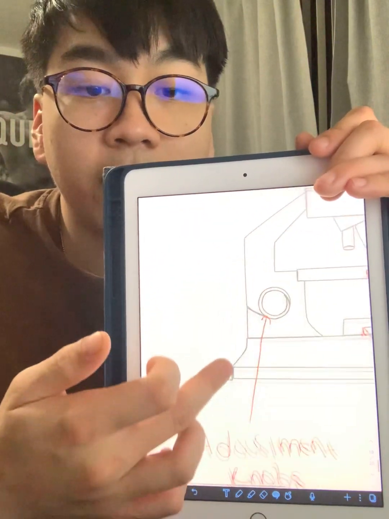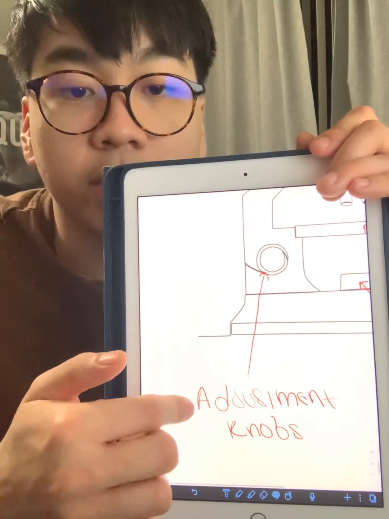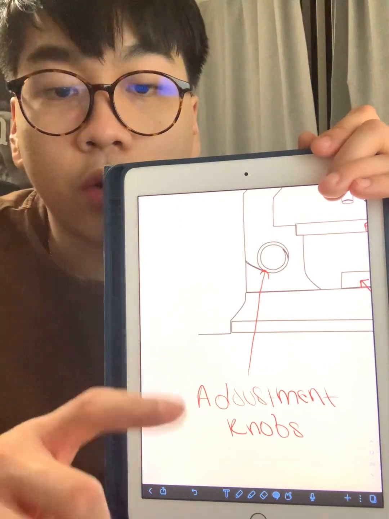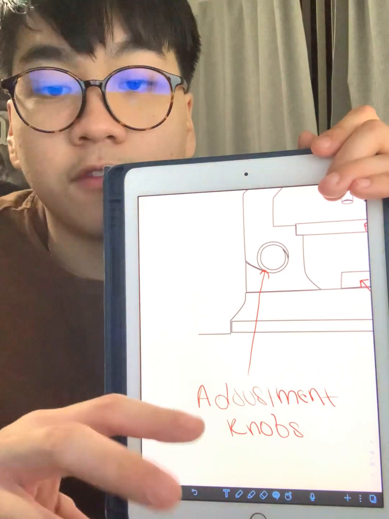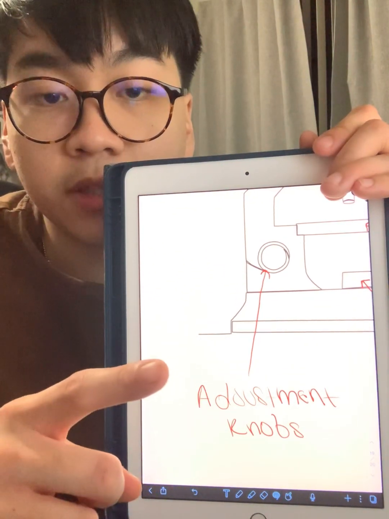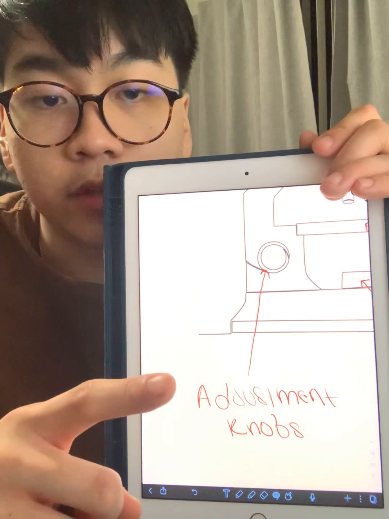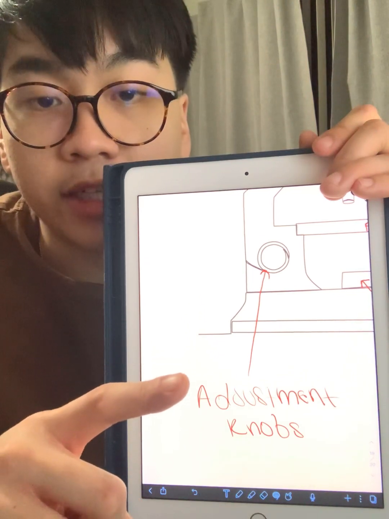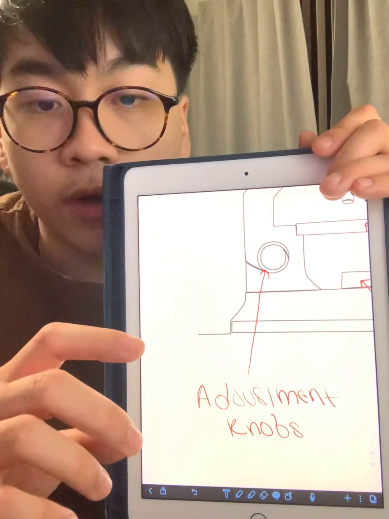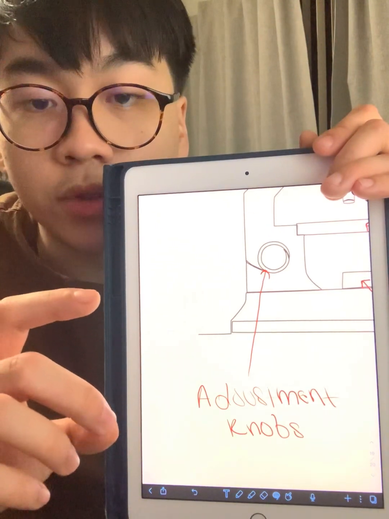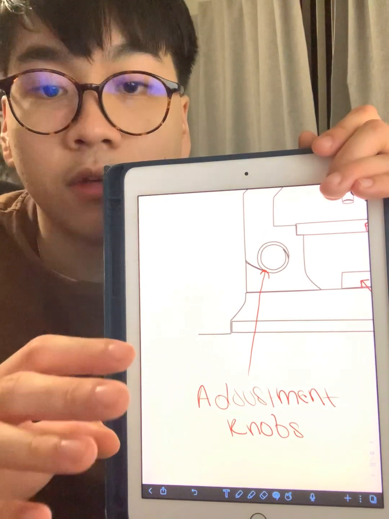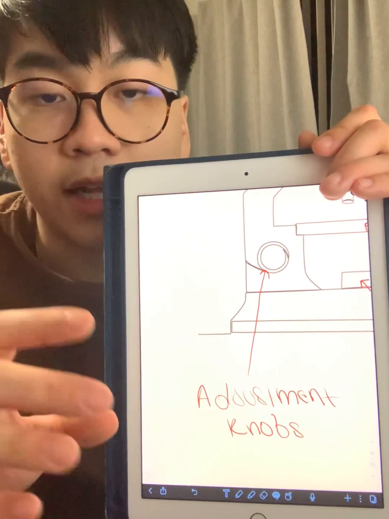Moving on, we have the adjustment knobs over here. We're going to have two different types of adjustment knobs: the coarse adjustment knob and the fine adjustment knob, two in total. The coarse adjustment knob is the first one used whenever you focus a slide under a microscope. You're going to use the coarse adjustment knob to find the initial focus, and you're going to fine tune it using the fine adjustment knob to get a clear resolution image of the slide.